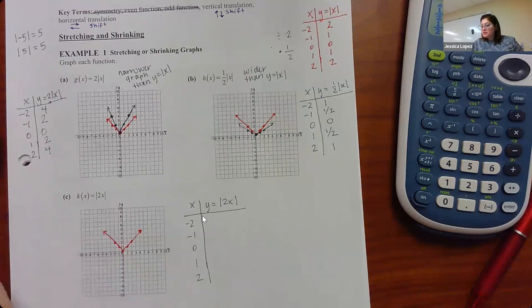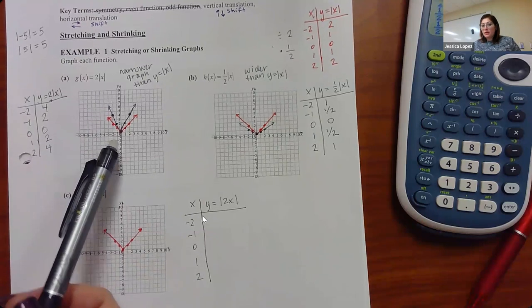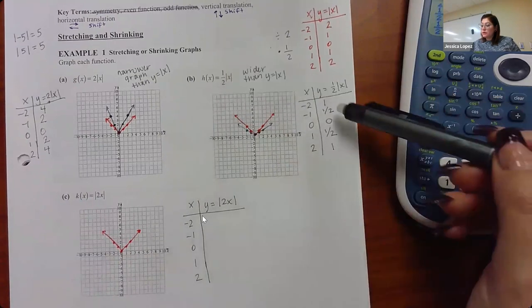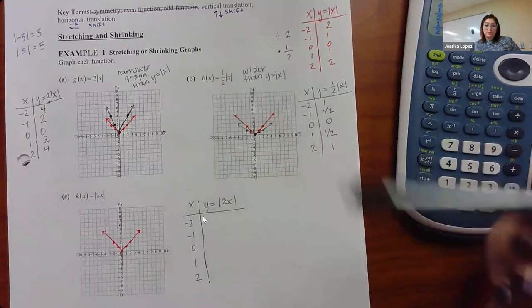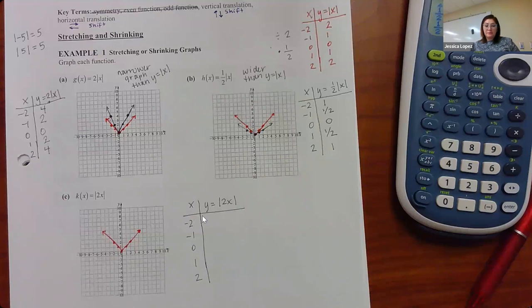So when we plugged negative 2 to 2 into this one, we ended up with a narrower graph. And when we plugged in the same x values into this function, we ended up with a wider graph. Okay. Now what we're going to do is observe what happens when we put the 2 on the inside. Once we look at it, I'll actually show you something extra in a minute.